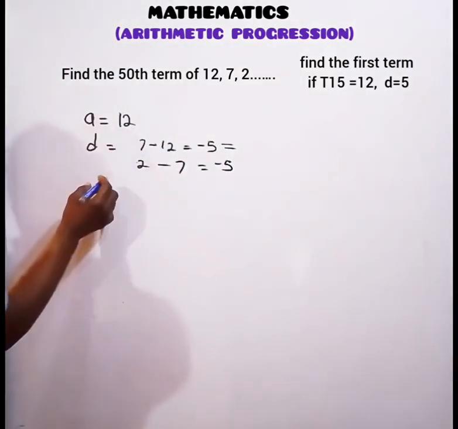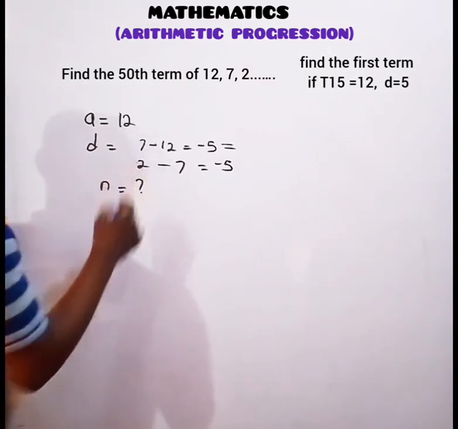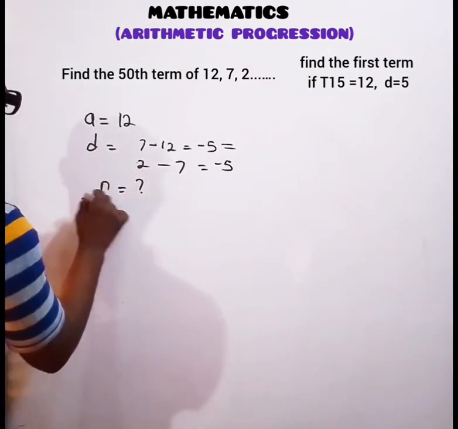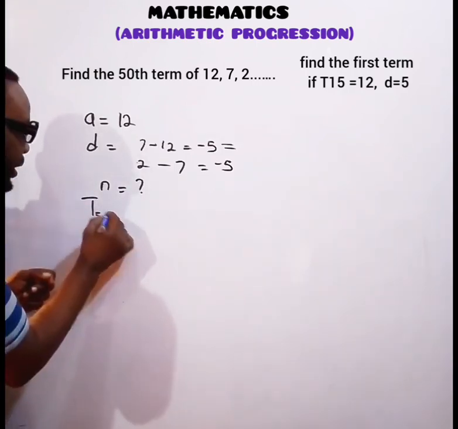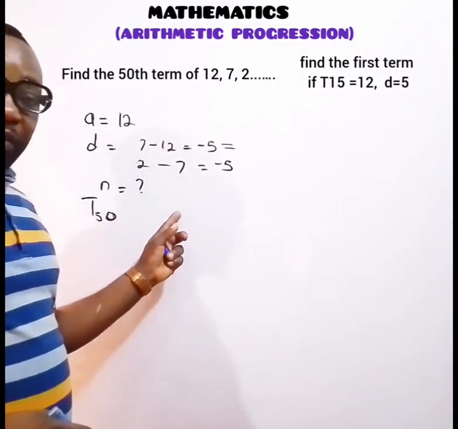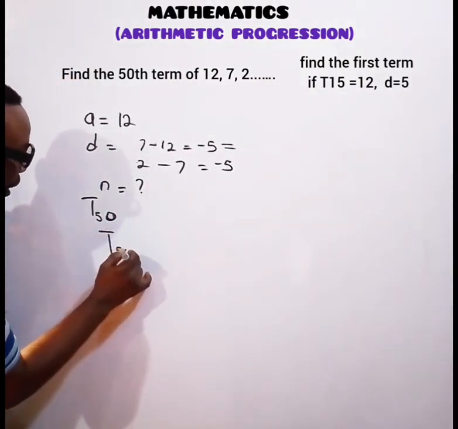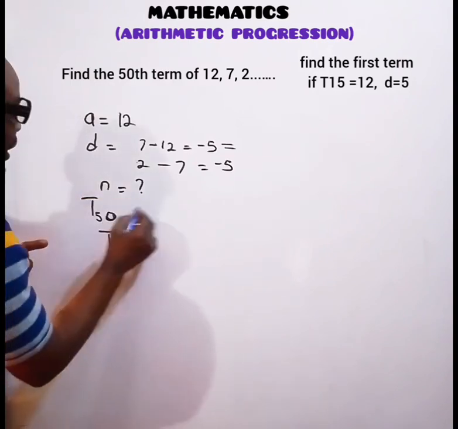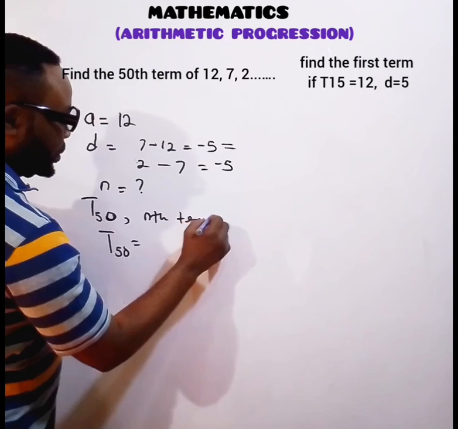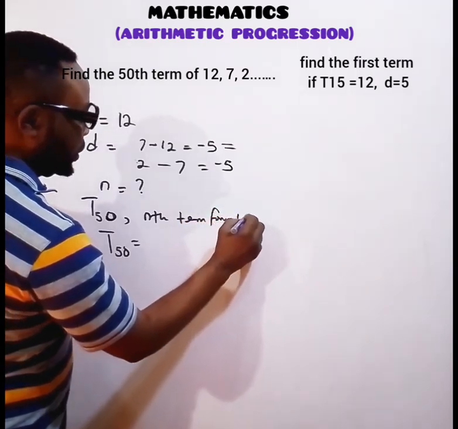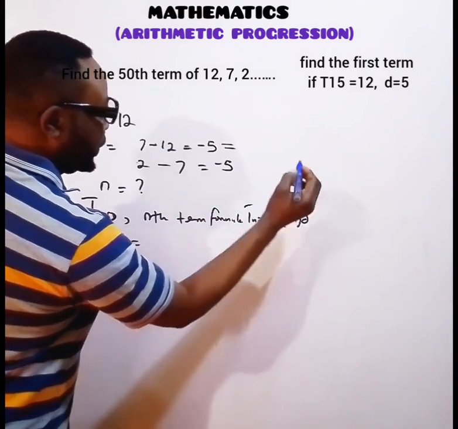Then, what am I asked to find? The number of terms is unknown, but we are asked to find T50, the 50th term. So finding the 50th term, T50 will be equal to, according to the nth term formula, which is Tn is equal to a plus (n minus 1) times d.